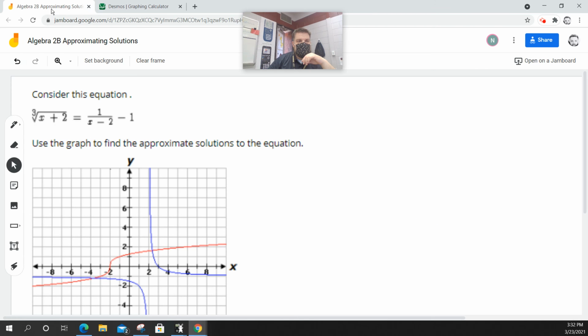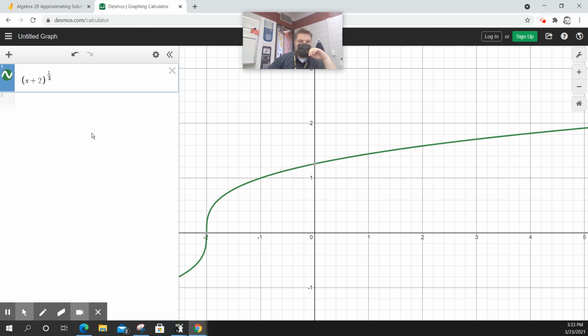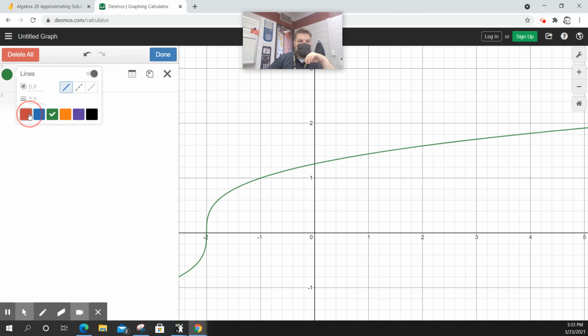The first one says the cube root. So one way to do that is I could say x plus 2 raised to the cube root. That's how you get that one. Oh no, it's the cube root, so it's raised to the 1 divided by 3. Whoops, my bad. And what color was that? That was red. So we'll make that red.